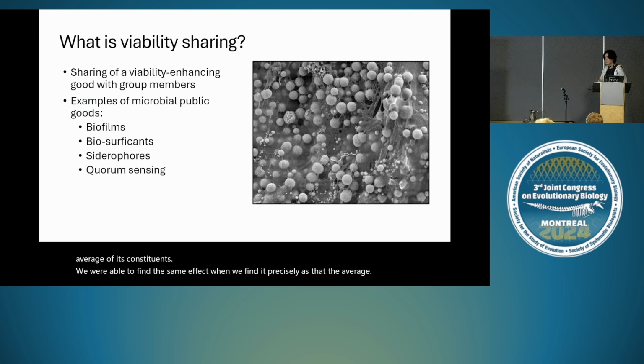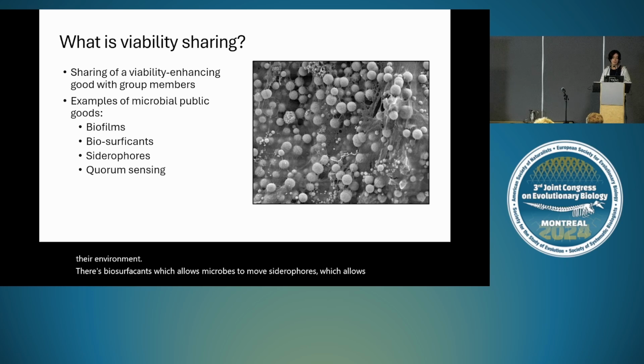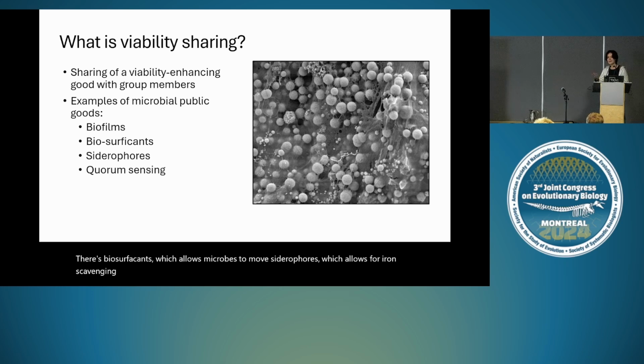So a lot of what I just presented was contingent on this idea of viability sharing. But what is that? So we conceptualized it as the sharing of a viability-enhancing good with group members, which is very similar to the most common form of cooperation in microbes, the sharing of public goods. Some examples of these microbial public goods are biofilms, which is the picture here, which allows microbes a way to capture nutrients from their environment. There are biosurfactants, which allow microbes to move; siderophores, which allow for iron scavenging, which consequently allows for some bacterial growth in low-iron environments; and quorum sensing, which allows for communication.